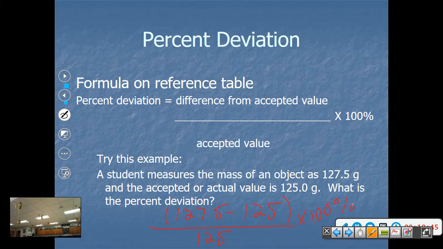If I do that math real quick, always type the top in first: 127.5 minus 125 equals 2.5, divided by 125, times 100%. My final answer is 2.0%.